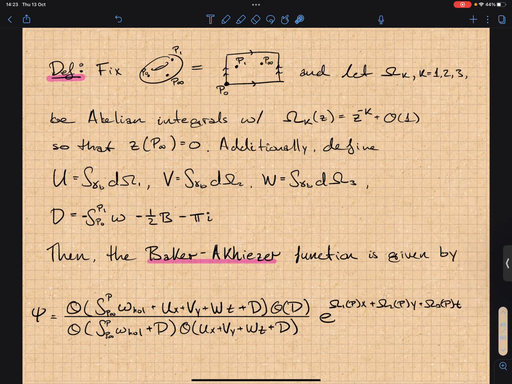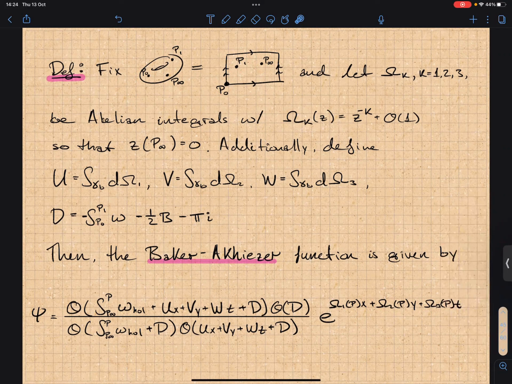And this is done through the Baker-Akhiezer function. So again, we're in this scenario where we're on the torus, and we have fixed points P1, P infinity, and P0. P0 is a base point, and then P infinity is going to be an essential singularity of our Baker-Akhiezer function, and P1 is going to be a pole. And this is going to be the important structure from the Baker-Akhiezer function.